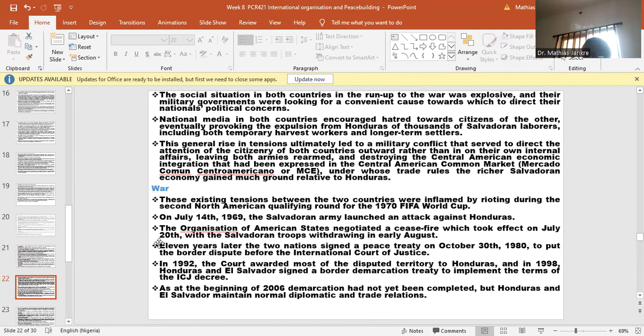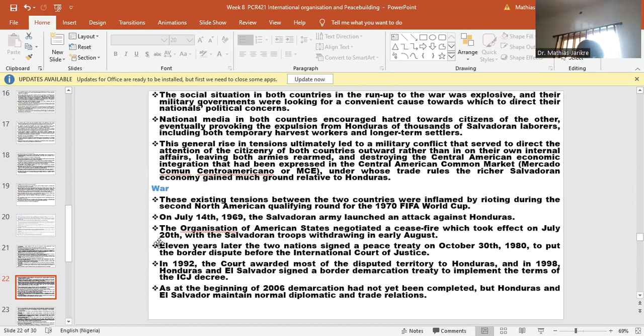The general rise in tension ultimately led to a military conflict that served to direct the attention of the citizenry of both countries outward rather than in on their own internal affairs, leaving both armies rearmed and destroying the Central American economic integration that had been expressed in the Central American Common Market, under whose trade rules the richer Salvadorian economy gained much ground relative to the Honduran. The war itself.